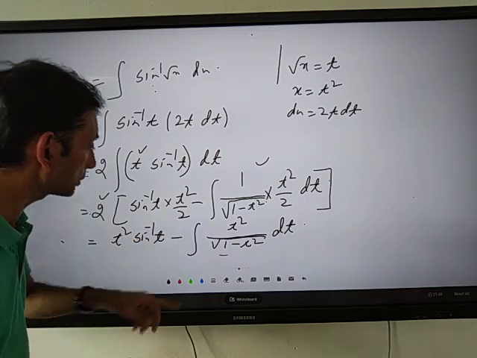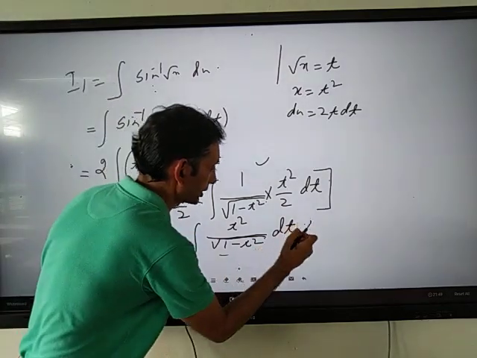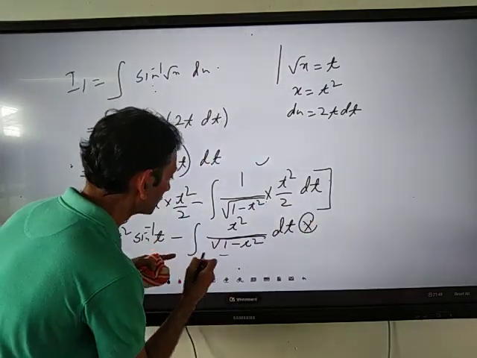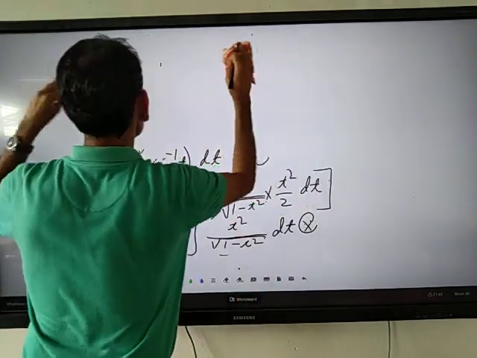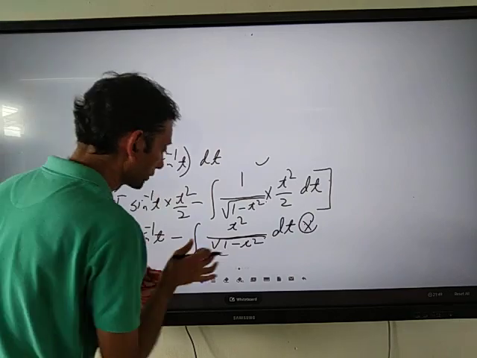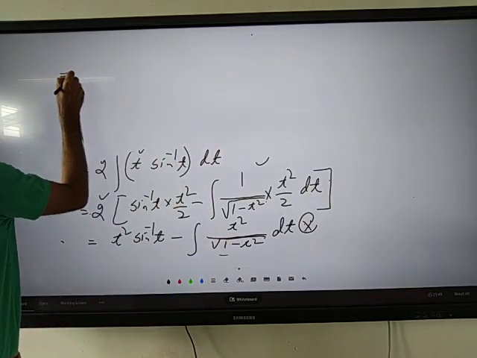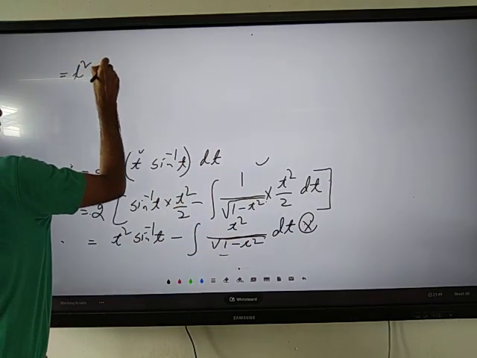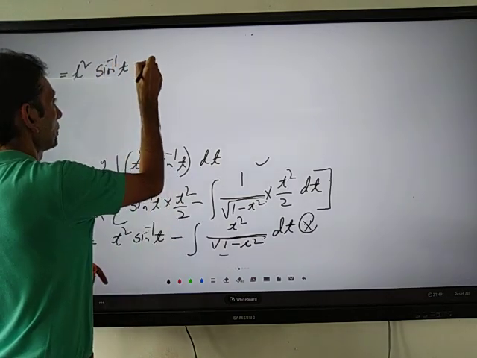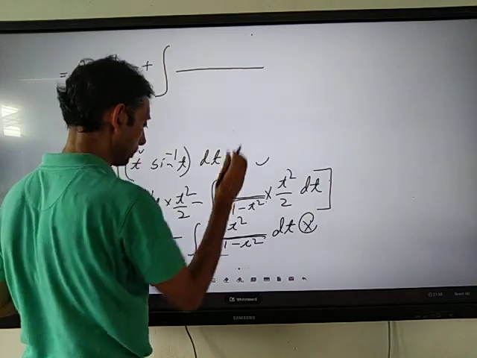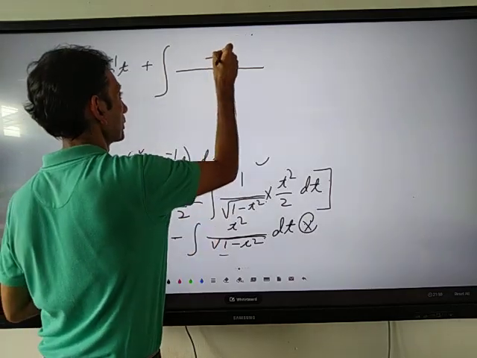Now how to integrate this? Another important step is here: how to integrate t squared under root 1 minus t squared. We'll follow a very simple method to integrate this. T squared sine inverse t. Instead of minus, we'll write plus, and this minus will be written as minus t squared.